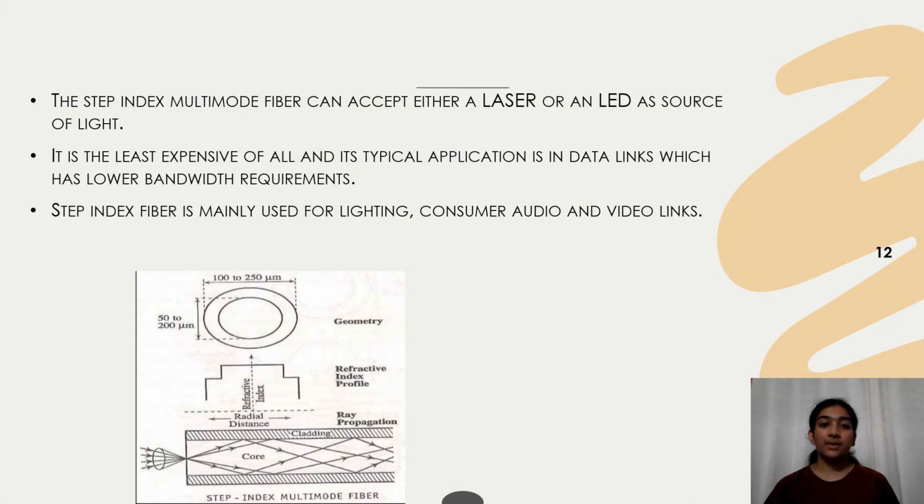The step index multimode fiber can accept either a laser or an LED as a source of light. It is the least expensive of all, and its typical application is in data links, which have lower bandwidth requirements. It is mainly used for lighting, consumer audio, and video links. You can see in the image below, you have the refractive index profile as mentioned. It has a larger region for the core, and the geometry is also shown.